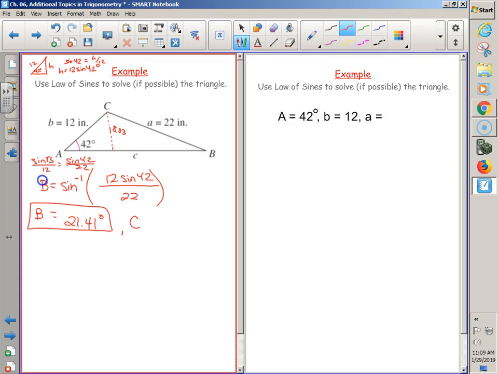Angle C we can find pretty quickly by subtracting from 180. Double check your calculator work. If for any reason you're off, totally okay. Angle C is 116.59.